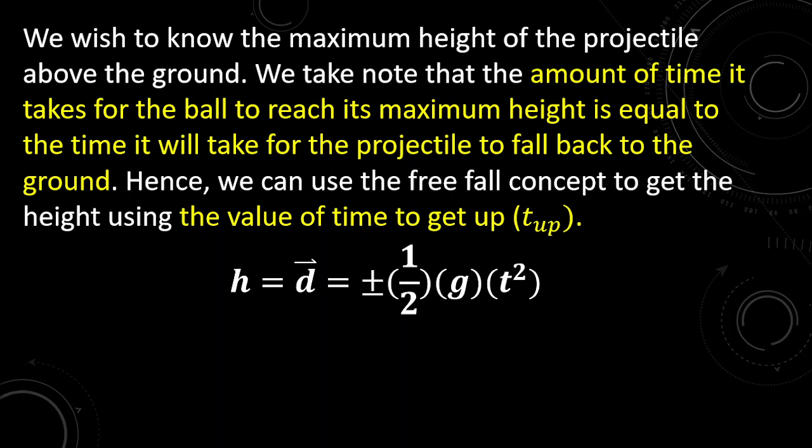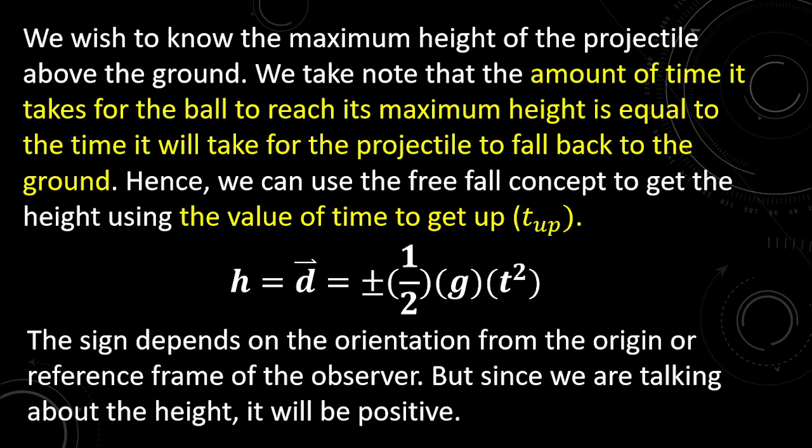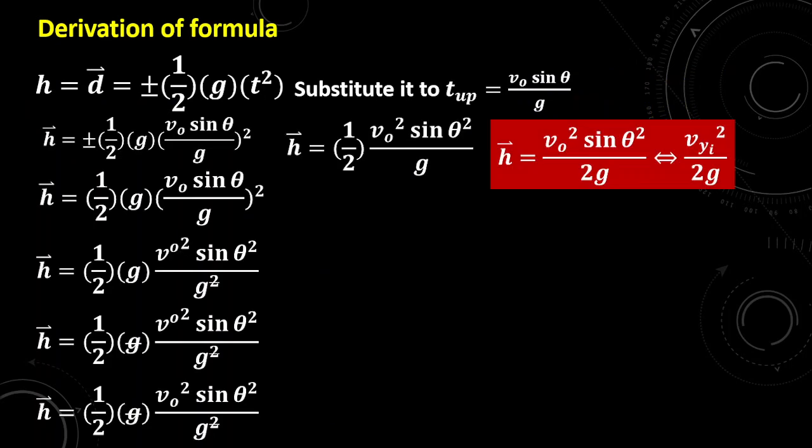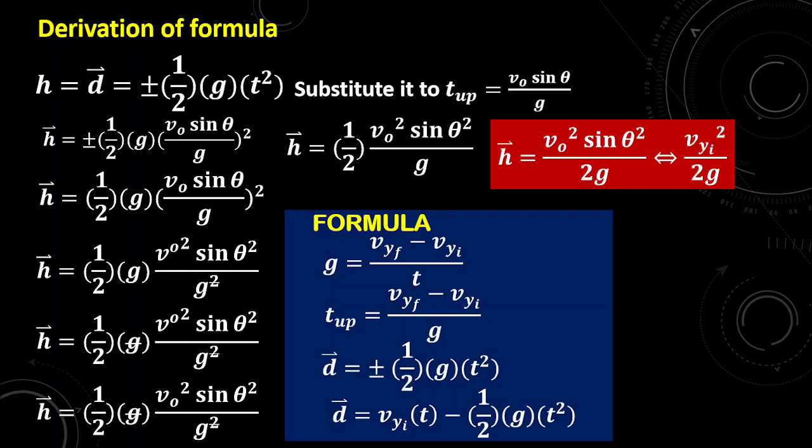H, or d, is equal to positive or negative 1/2 g t squared. The sign depends on the orientation from the origin or reference frame of the observer. But since we are talking about the height, it will be positive. We substitute the expression for t up, then simplify the formula and we get initial velocity along the y-axis raised to the power of 2 all over 2g. We can also use the other formula to derive the maximum height, and arrive at the same answer.